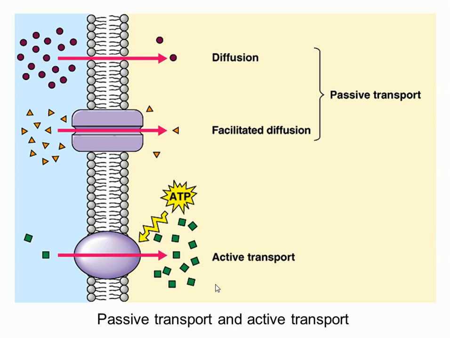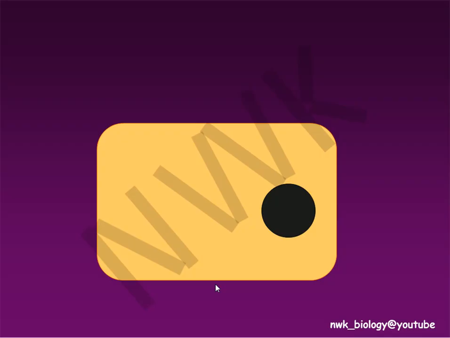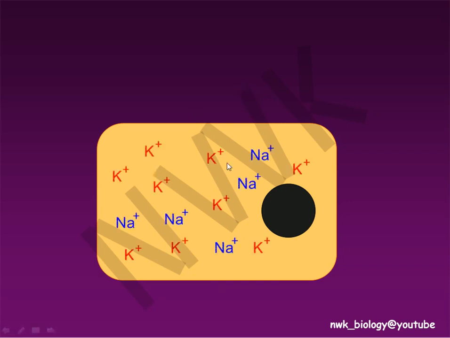Now let's look at how the sodium potassium pump acts to actively transport sodium and potassium in and out of the cell. This is an example of a human cell. Inside the cytoplasm, you will find we have a lot of potassium ions, very little sodium ions. Outside the cell, there are a lot of sodium ions, very little potassium ions. So for the sodium ion to move from the cytoplasm out of the cell, it is moving from the region of low concentration to the region of high concentration.